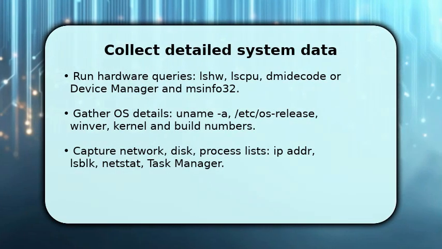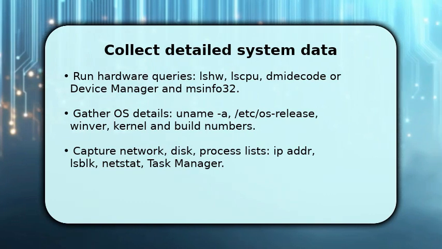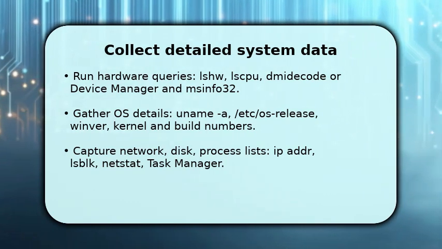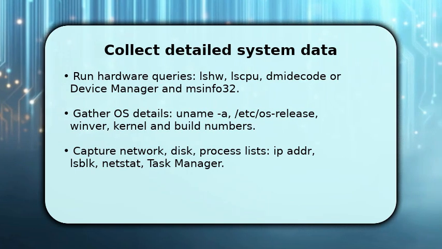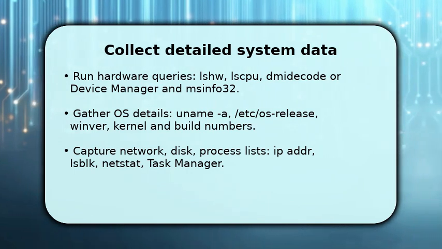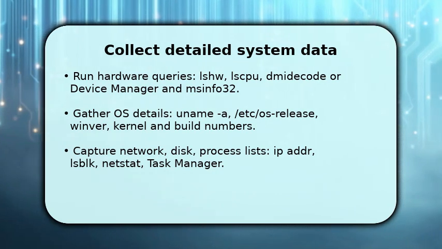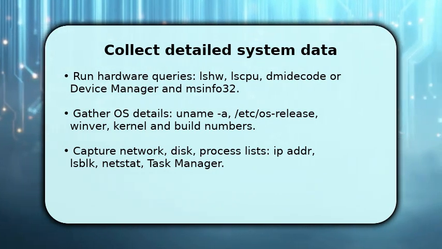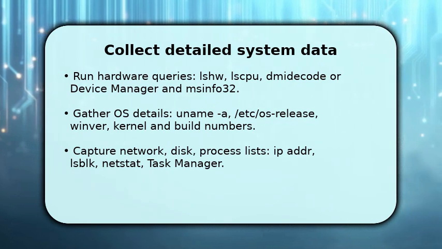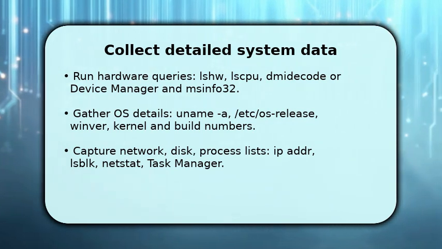You now collect the core configuration details. Run hardware queries like lshw or lscpu on Linux, and use Device Manager or msinfo32 on Windows to capture components. Next, pull OS and kernel identifiers with uname or check /etc/os-release on Linux. On Windows, run winver and systeminfo.